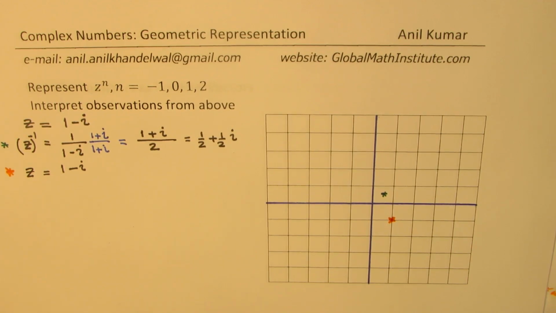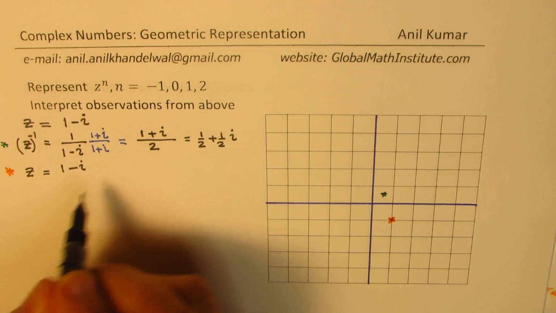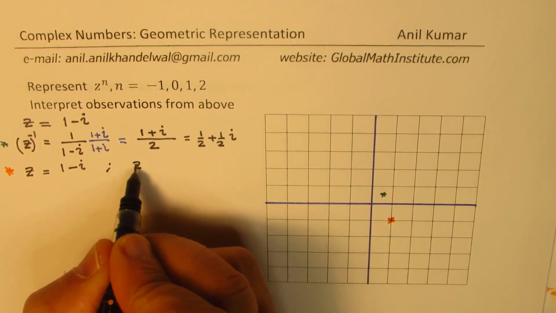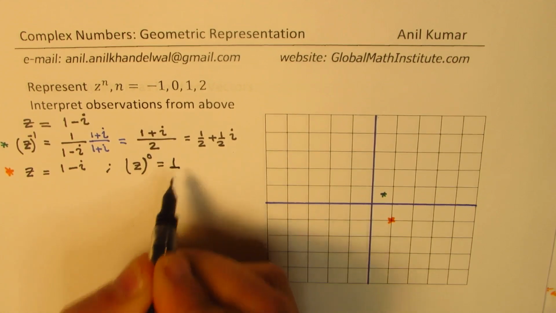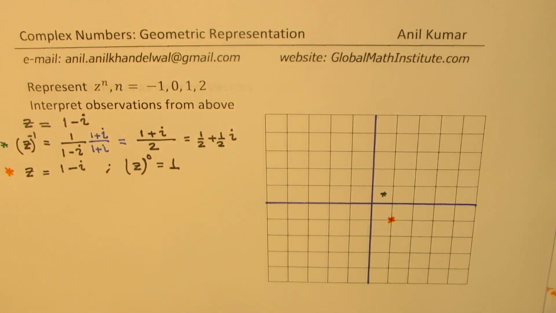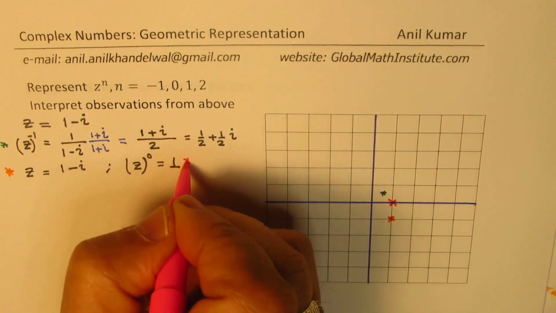In between, we forgot z to the power of 0, right? So let me also write down here z to the power of 0, which is actually 1, correct? So let me write down 1, which is right there. The point.